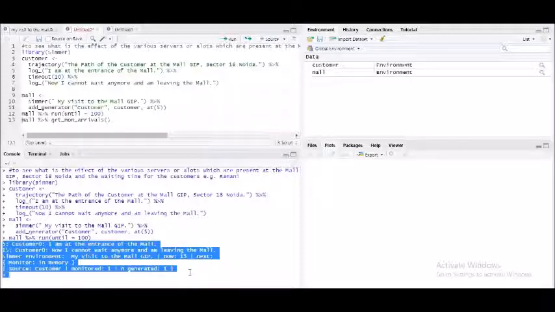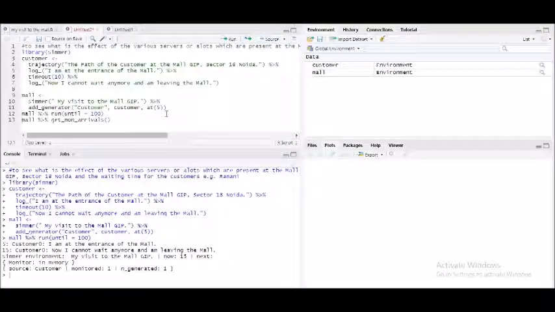The customer spends around 10 minutes, so 10 plus 5, at the 15th minute, customer 0 says, now I cannot wait anymore and I'm leaving the mall. As simple as that. So what is the simmer environment? It is my visit to the mall, GIF.